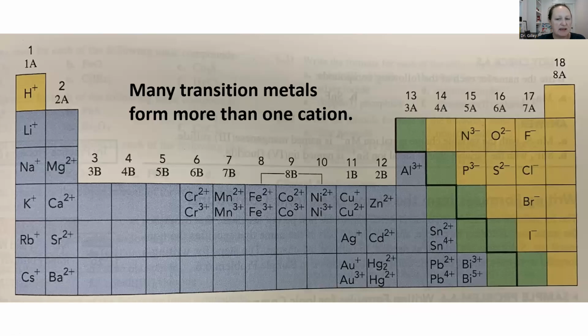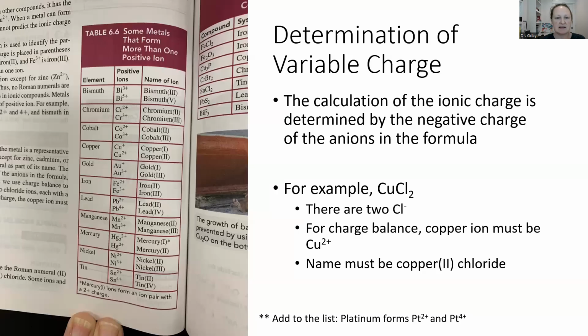So here's another look at this picture, which shows some of the common transition metals that form more than one ion. So for example, copper here, which forms +1 and +2 ions. This would be an example where we would need to include that Roman numeral with parentheses to make it clear which ion is in that particular formula. Here's another table from your lecture textbook that shows some metals that form more than one ion.